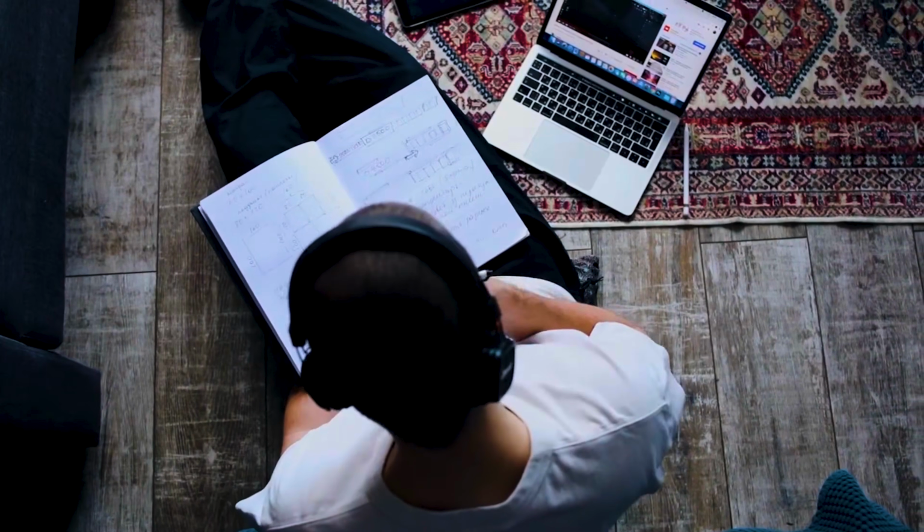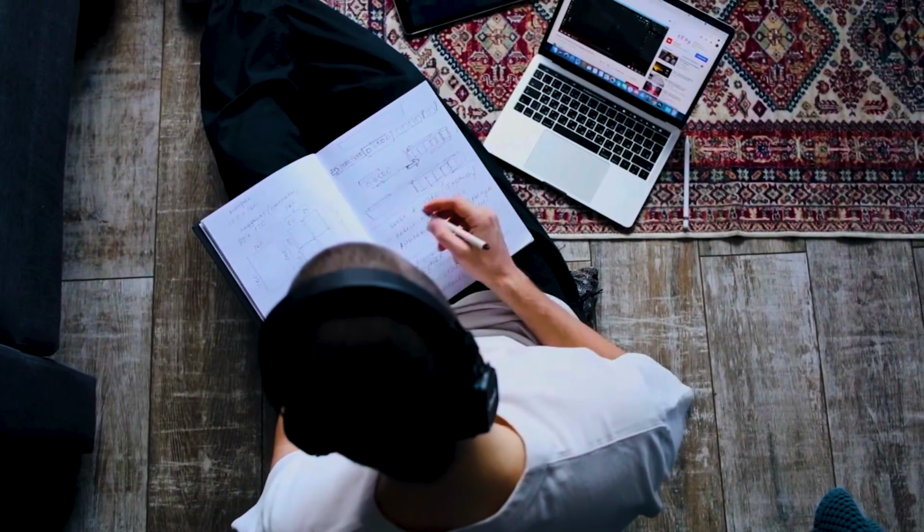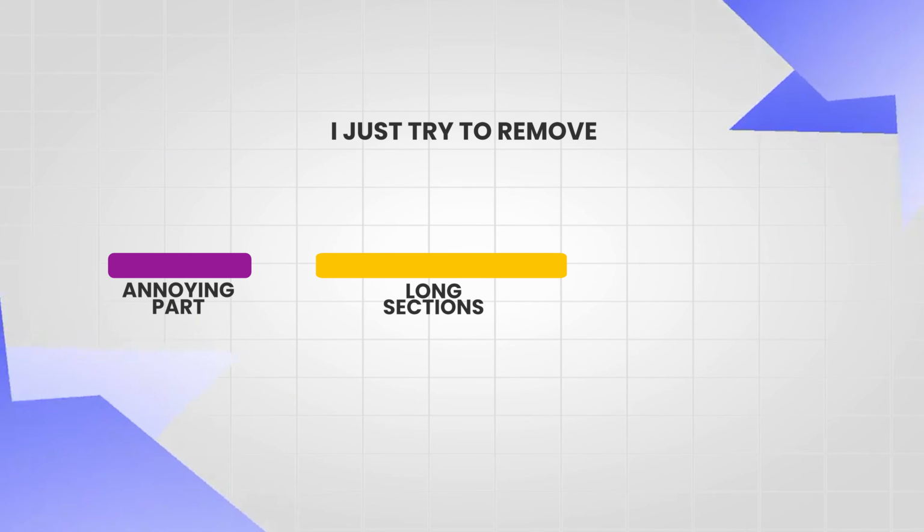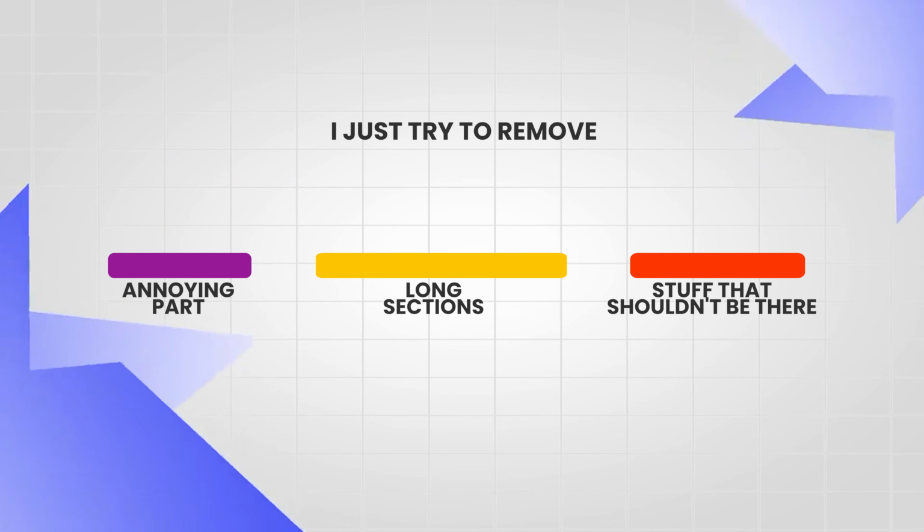And then the last step is that I slap the text back into my own document, back in our content database that we created before, the thing where we went through the different stages and created the folders. And actually a tiny last stage, which is the manual edit of the script to make small improvements. I just try to remove any annoying parts or long sections or stuff that shouldn't be there, and that's it.